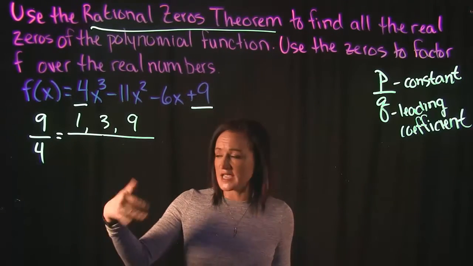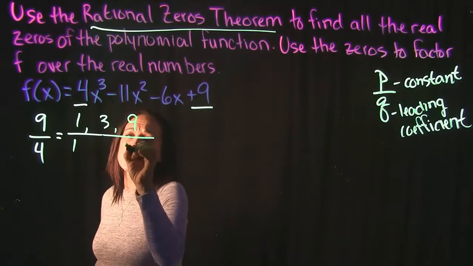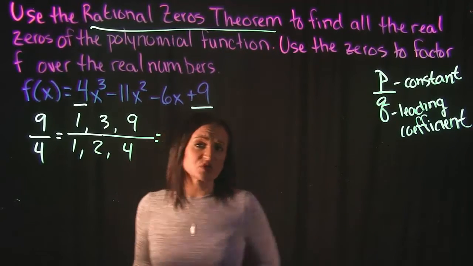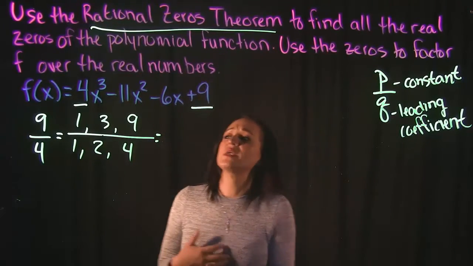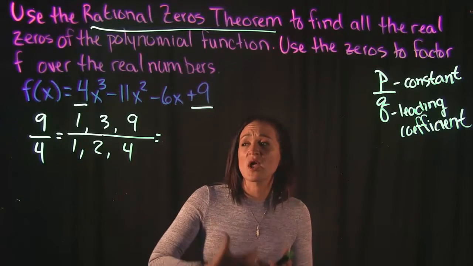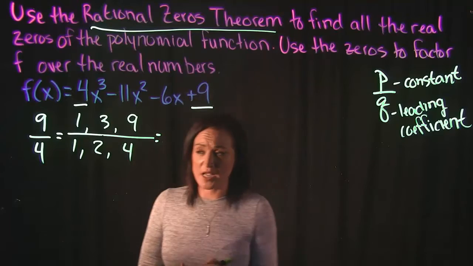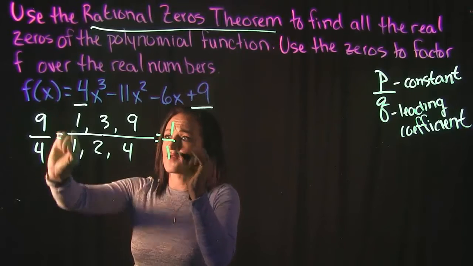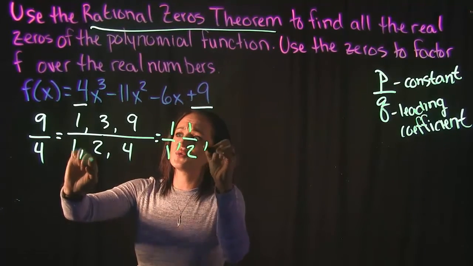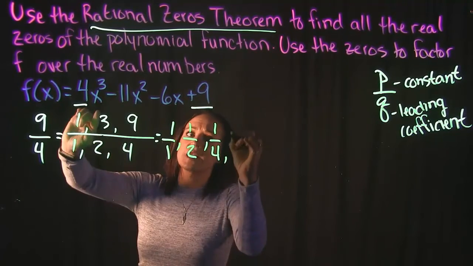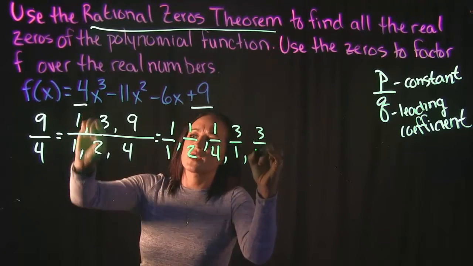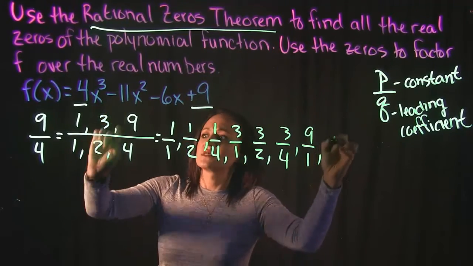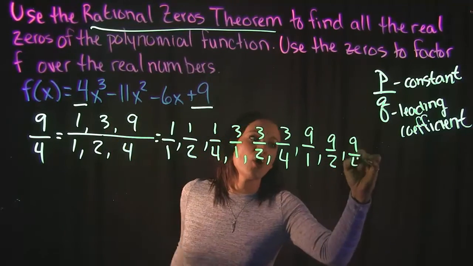And do the same thing for the 4. So the only way to get 4 is 1 times 4, or 2 times 2. Now, all of our possible zeros are going to come from doing this. We need to take everything in the numerator and divide it by everything in the denominator. So it's going to look like this. We're going to do 1 over 1, then 1 over 2, 1 over 4. Now 3 over 1, 3 over 2, 3 over 4. Then 9 over 1, 9 over 2, and then 9 over 4.